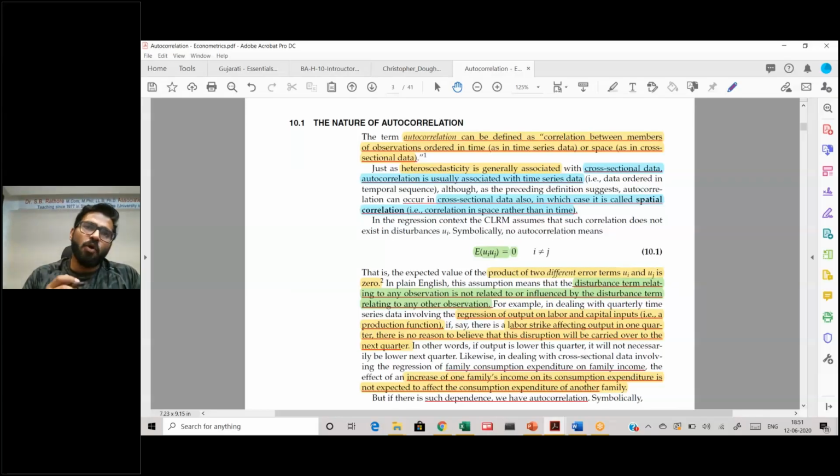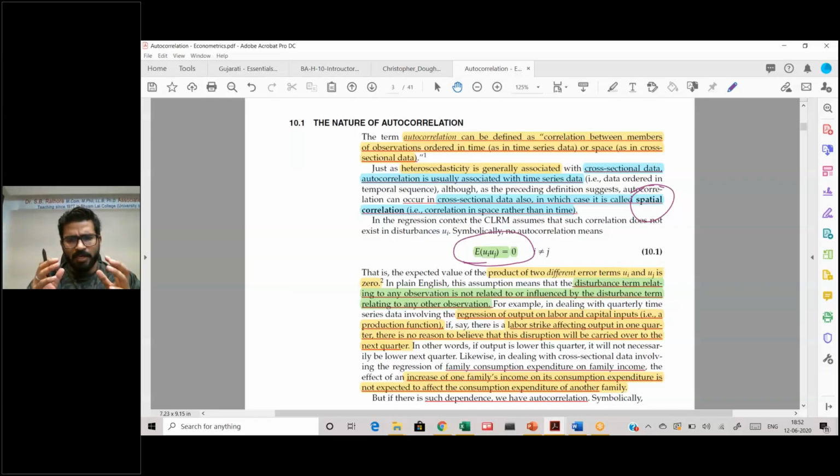In case of autocorrelation, in time series data, you will definitely have this problem of autocorrelation. We'll see why you have a problem of autocorrelation in time series data, but that's not the only case. You also have spatial correlation, so in cross-sectional data also there might be a case of autocorrelation. Now, what is autocorrelation? The assumption of no autocorrelation means that the product between the error terms has no relationship.